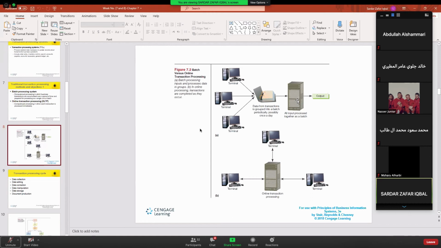Okay, and figure B is about the online stuff. Now you can see online processing is direct, it's done immediately. Now you understand the difference between batch versus online? Are you with me, guys? Yeah, yeah, we understand.